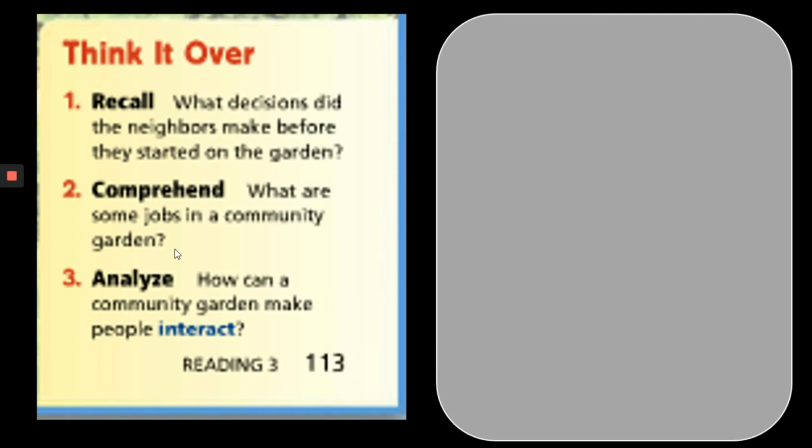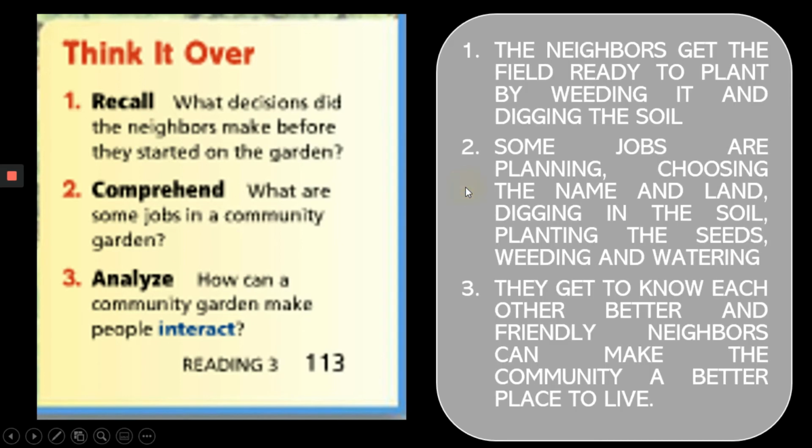Okay, guys, it was just so you can think a little bit, okay? Now let's see the answers for these questions. For example, number one, what decisions did the neighbors make before they started on the garden? The neighbors got the field ready to plant by weeding it and digging the soil. Okay? If you don't understand some of these words, don't worry, you can look them up in that Cambridge dictionary that I gave you the directions for, okay?